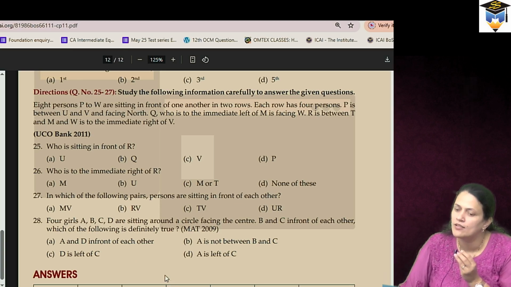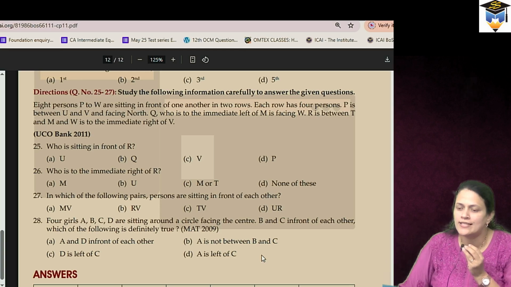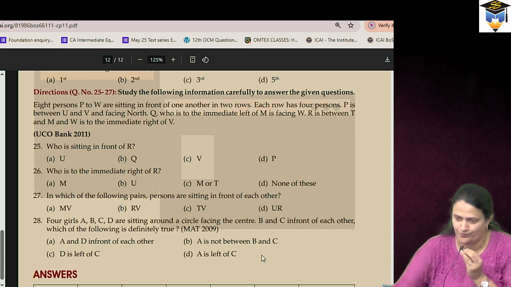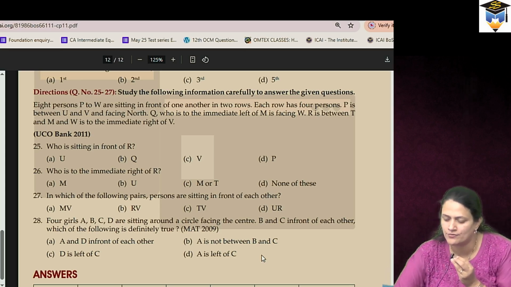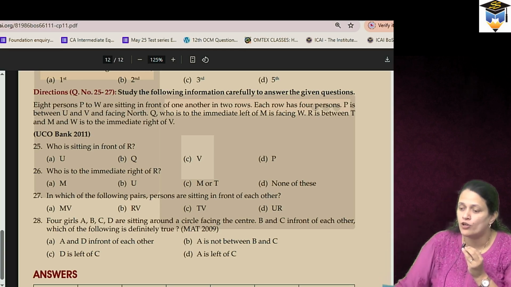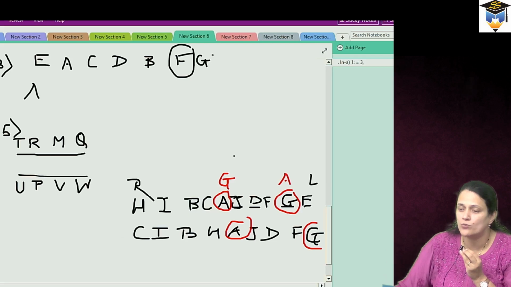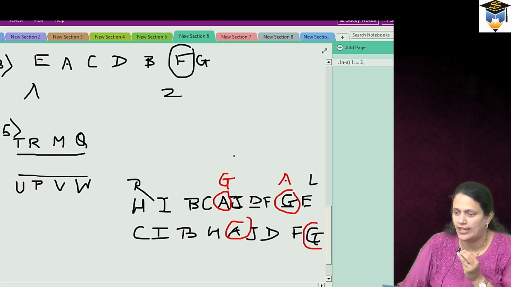That's it. So now let us solve the last one, the 28th. Four girls A, B, C, D are sitting around a circle facing the center. B and C are in front of each other. Which of the following is definitely true? Very easy, this one also. I want you to solve this. Come on. So they are facing the center. Four people facing the center means what?